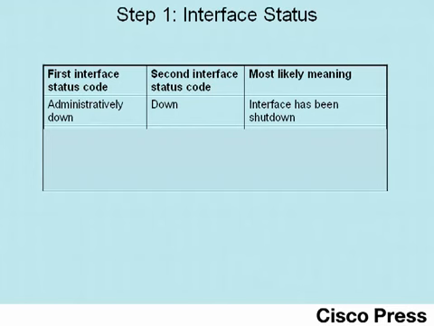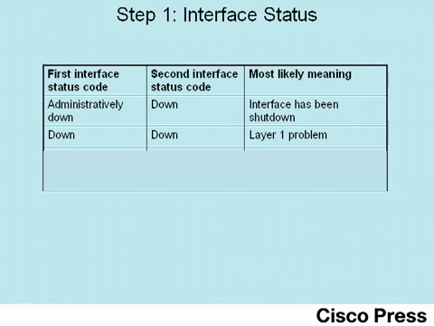Now if you've put a no shutdown command on the interface, but there's a layer 1 problem, say the cable's not installed or it's the wrong cable or there's no signal on the line, then the first interface status code will be down as well as the second. So it'll be down and down, if you will.